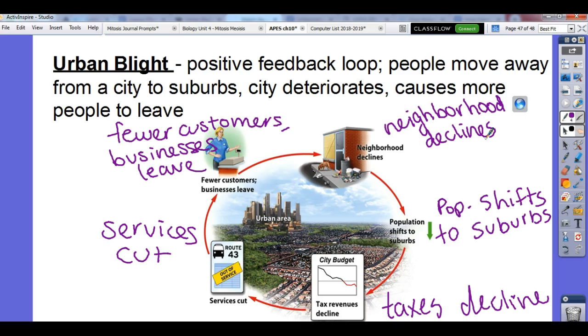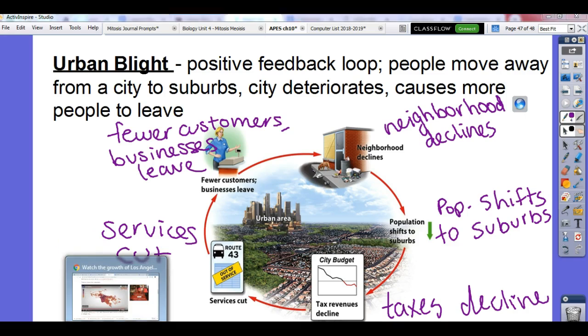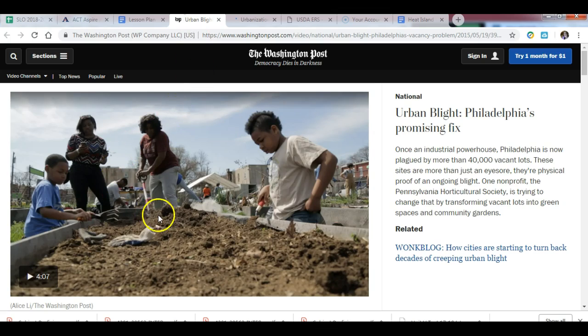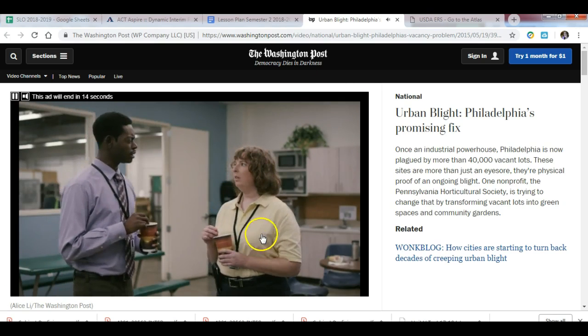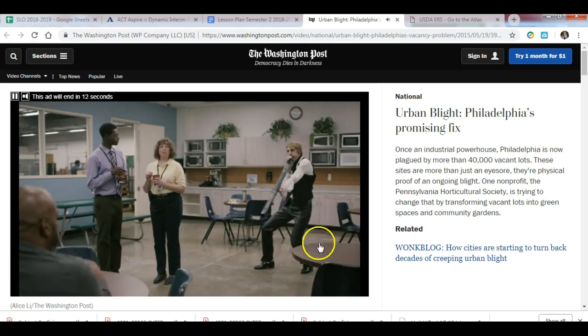Now, I want to show you an example. Philadelphia is an example of this. Philadelphia is an area that's gone through some urban blight. And what I want to do is show you what they're trying to do in order to fix this urban blight problem that they have. So this is just 4 minutes. We get to watch an ad first.